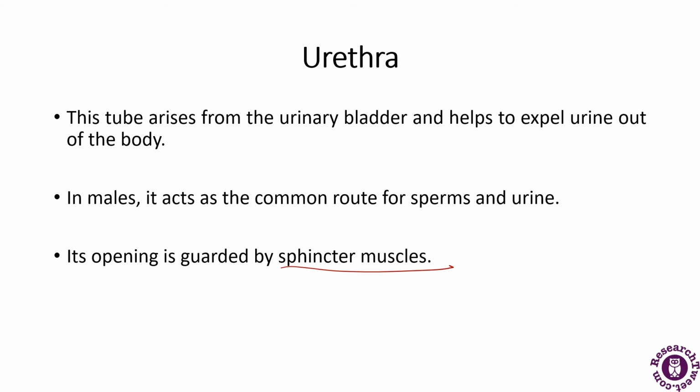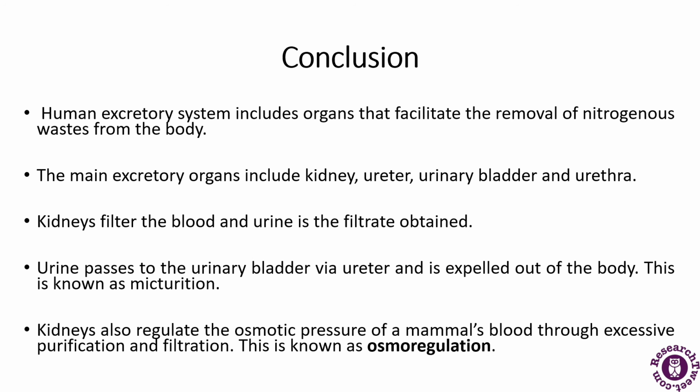Now the urine is formed in the nephrons in three processes: glomerular filtration, tubular reabsorption, and secretion. This is a whole different concept and a different topic for urine formation. So this was all about the human excretory system.